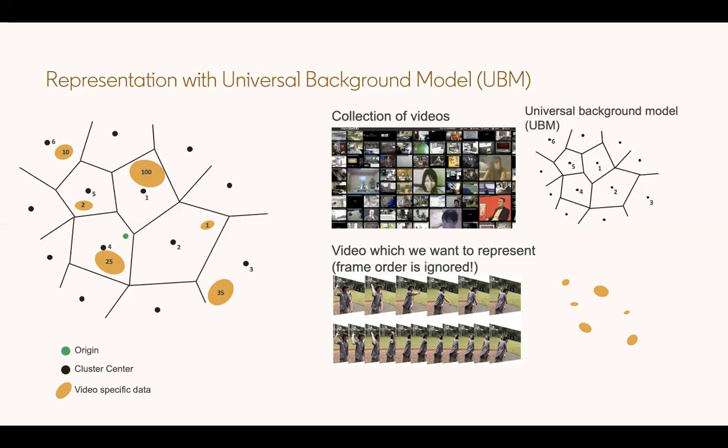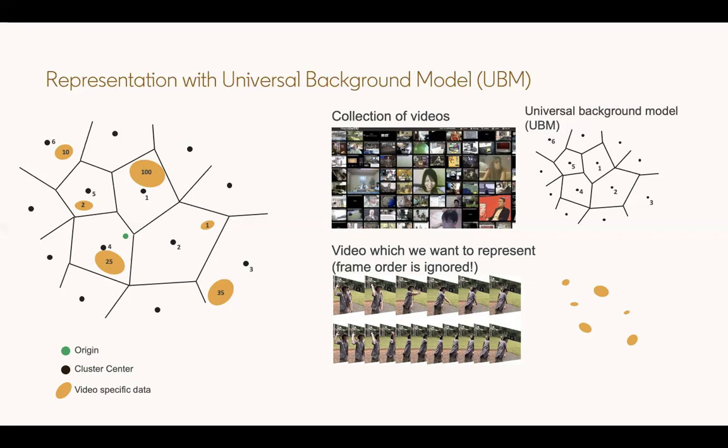For a given video, let us consider these yellow ellipses to be the data for that specific video. Some of the video's data will land in cluster number one, some might land in cluster number two, some may not land in any cluster, like some of these clusters here do not contain any frames. However, cluster number one has 100 frames, cluster number two has one frame, cluster number three has 35 frames. So by computing some sort of statistics of these 100 frames, one frame and 35 frames, in other words, by computing these video-specific statistics for each of these clusters, we will get a video-specific representation.